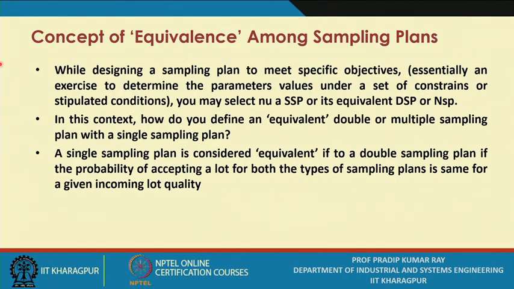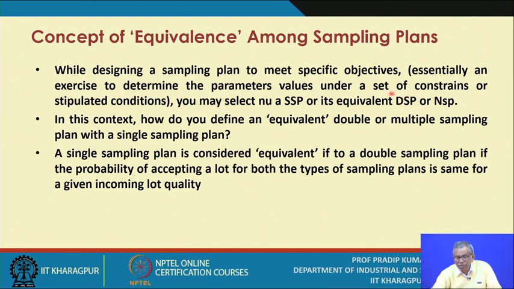While designing a sampling plan to meet specific objectives, it is essentially an exercise to determine the parameter values under a set of constraints or stipulated conditions. Is it okay? So under the set of constraints or the stipulated conditions, that we'll do when we discuss the design of a sampling plan.